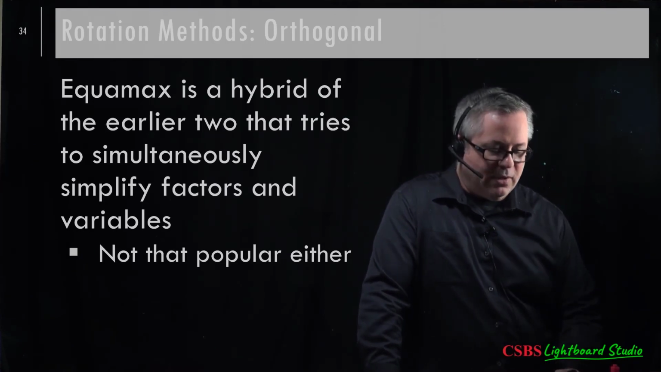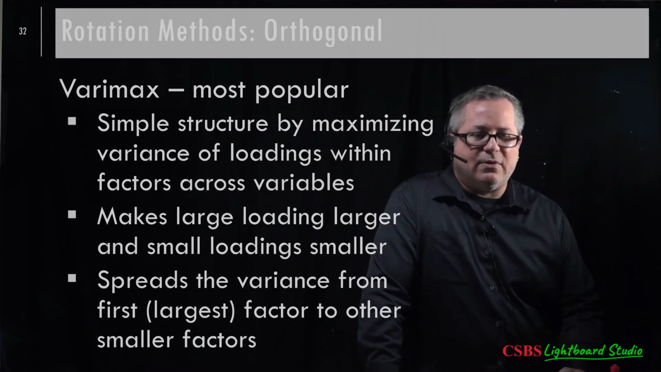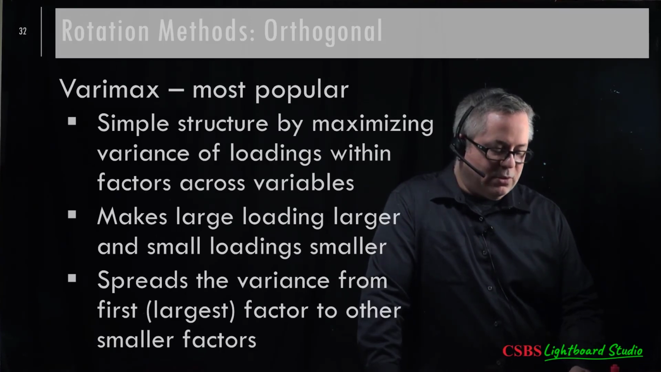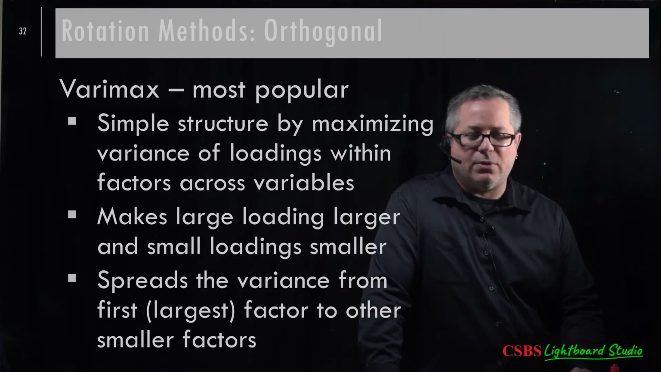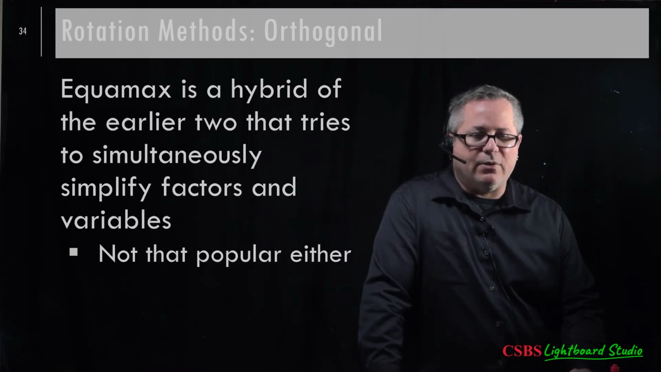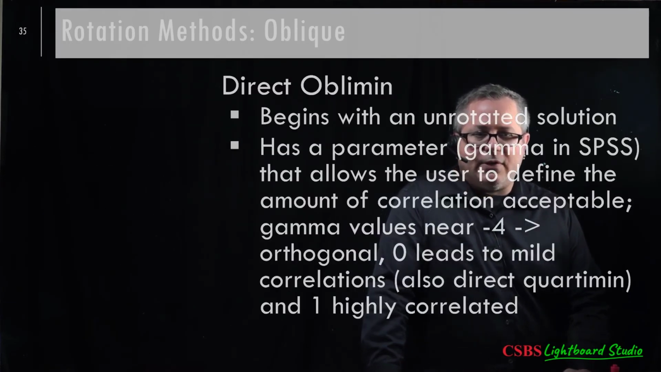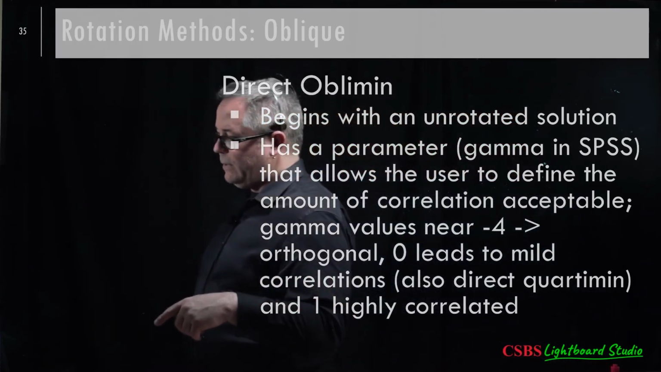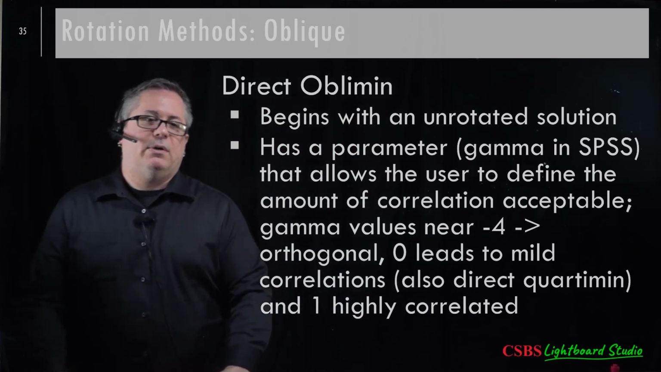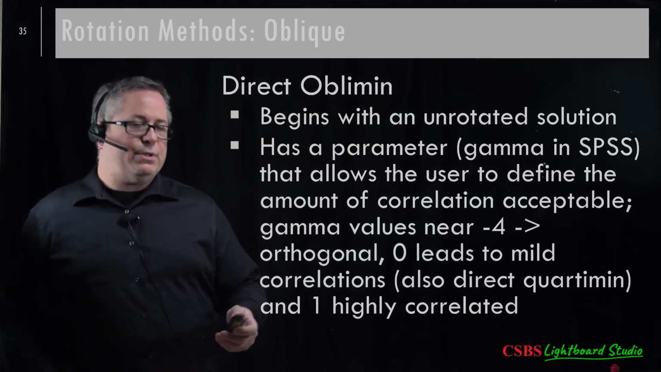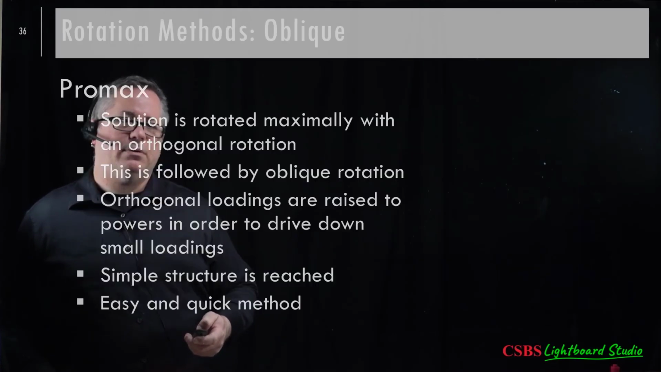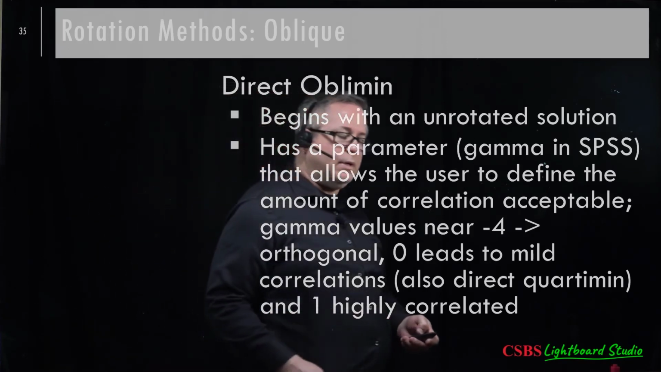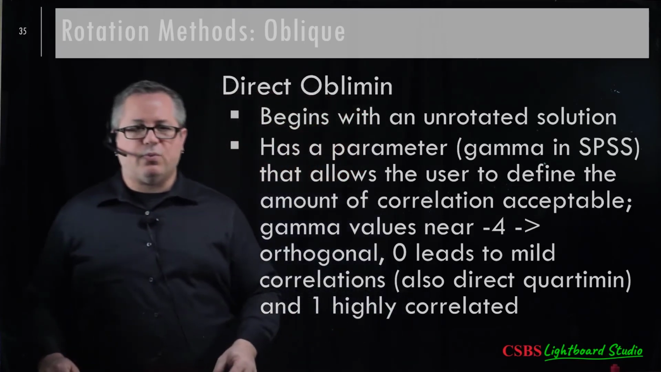But those are like the 3 orthogonal rotations, this one being the most popular overall, and it's also the one that pretty much gets used, especially as an orthogonal rotation. These don't get used very much. As for oblique rotations, there are 2 that I'm mentioning here. I just mentioned these 2. There's one called direct oblimin.